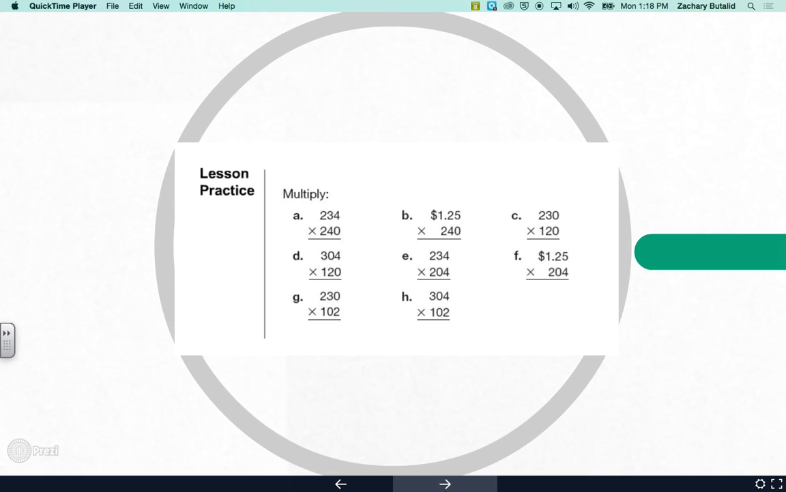All right, we're down to our lesson practice, A through H. If you have any trouble with this, make sure you write any questions that you have on this math practice. Okay, try your best, and we look forward to seeing you tomorrow in group.